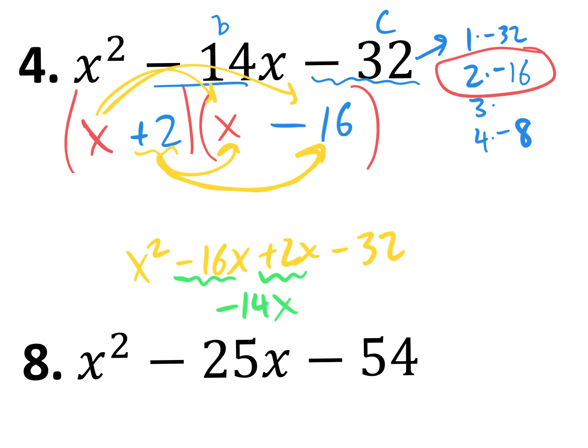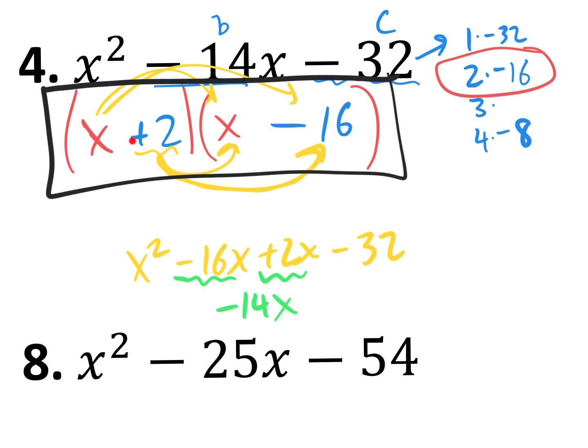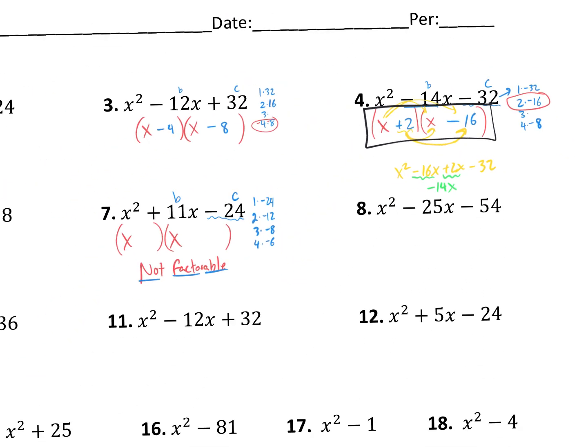So I've just verified that I factored it correctly, because when I distribute it and combine like terms, I end up with the x squared, the minus 14x in the middle, and the minus 32 at the end. Again, this is just if you are doubting yourself. If you're not sure you got this right, go ahead and distribute it just to verify that you actually factored it correctly. This is a correct factorization. Anyway, you have a lot of practice on those.